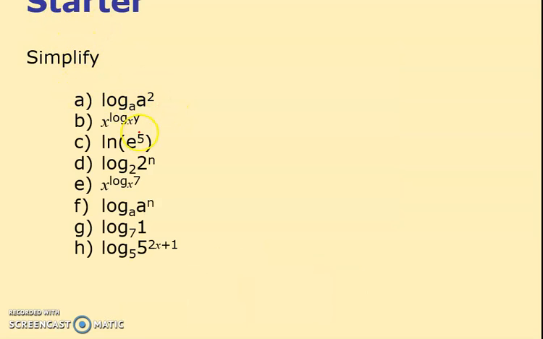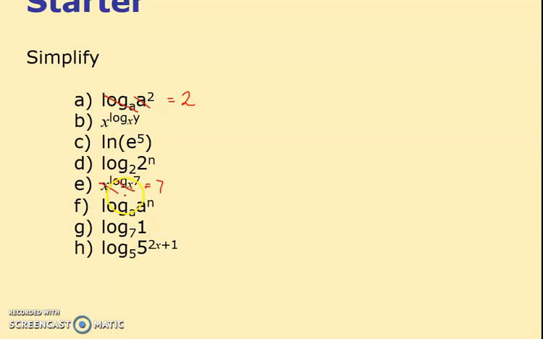Simplify these. I'll do one for you. The log to the base a effectively cancels out with that a to the power of. So this equals 2. It's that simple. And another one might be the other way around. It says x to the log of 7 to the base of x. So that effectively cancels that, and the answer is 7. So you can guess what a lot of these answers are. So pause the video and see what you can come up with.